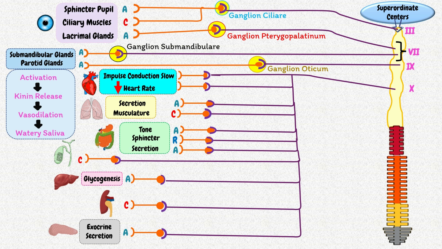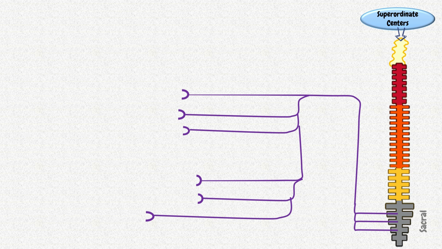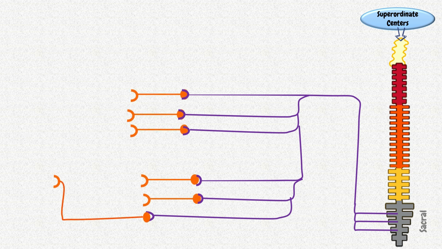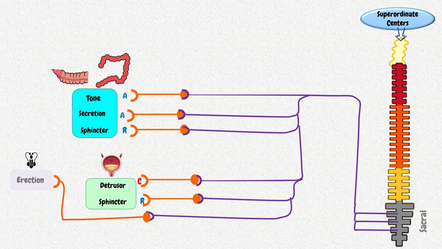Now let's discuss the portion of the parasympathetic system in the sacral segment of the spinal cord. These are preganglionic cholinergic nerves. Then these are postganglionic cholinergic nerves. In case of the lower colon and rectum, it causes activation of tone, activation of secretion, and relaxation of sphincter. In case of the urinary bladder, it causes contraction of the detrusor and relaxation of sphincter. And on the genitals, it causes erection through vasodilation in males.